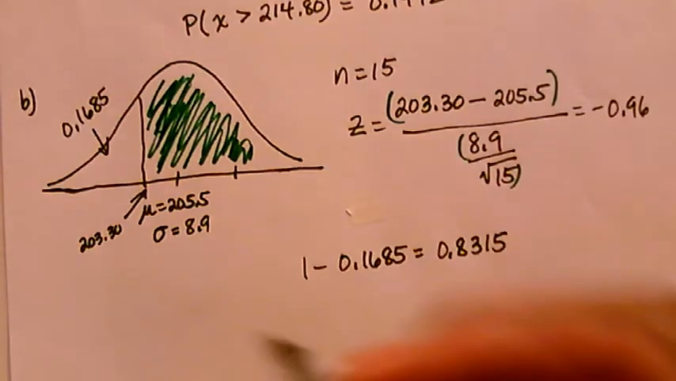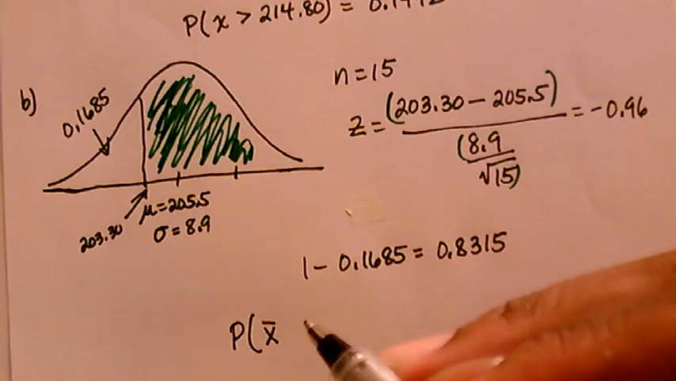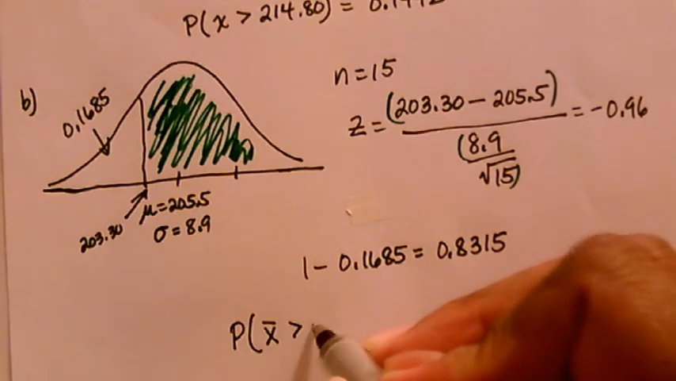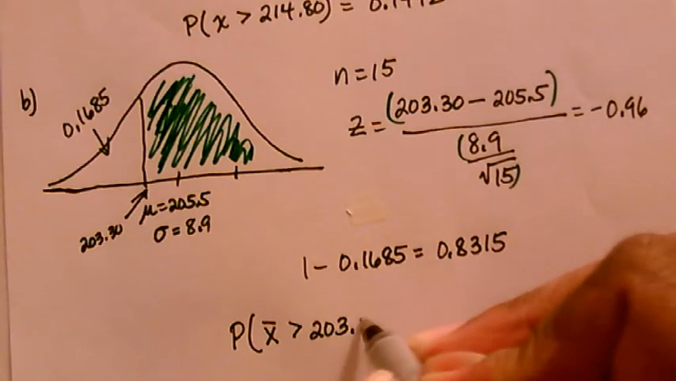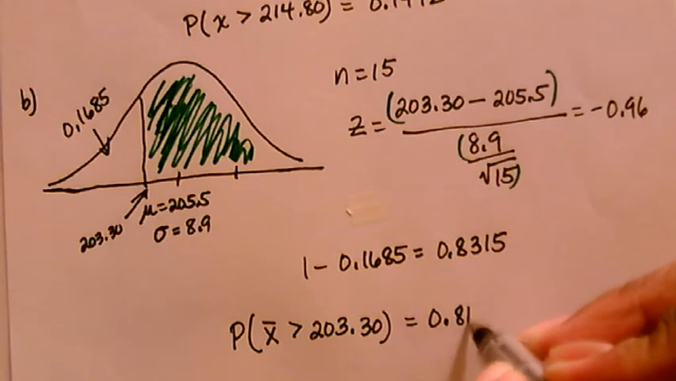Okay, so that's going to represent the probability that the mean of 15 randomly selected distances is greater than 203.30 centimeters. That would be 0.8315.